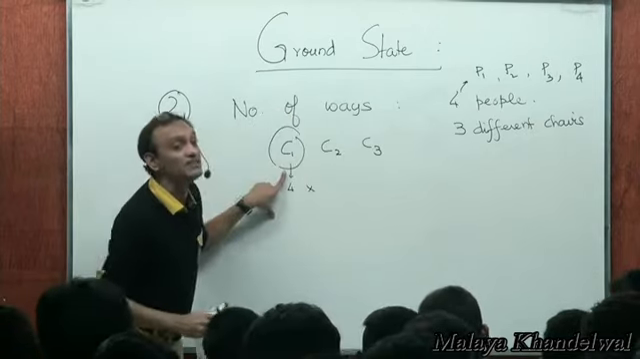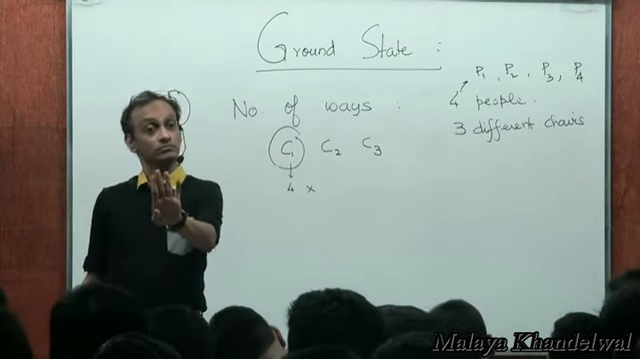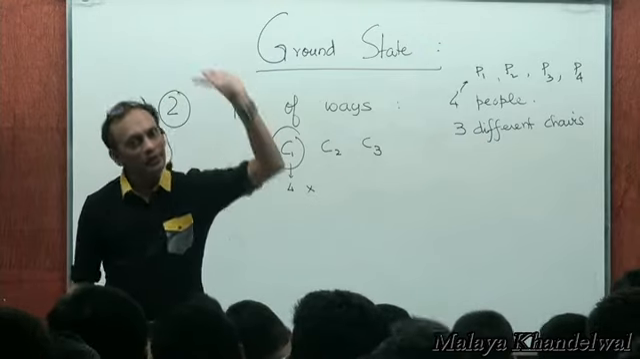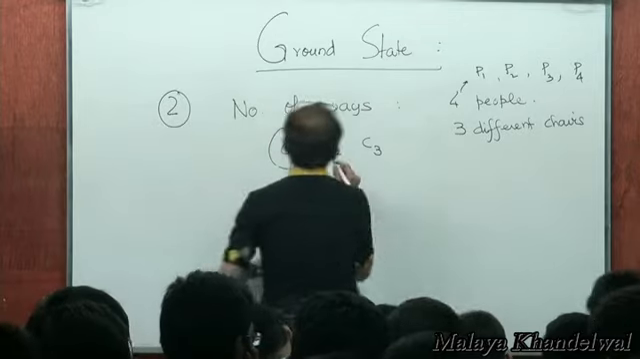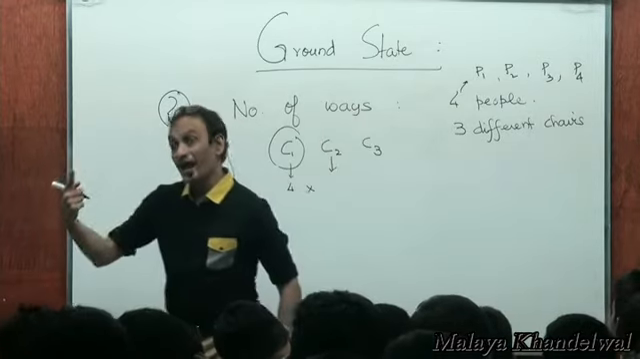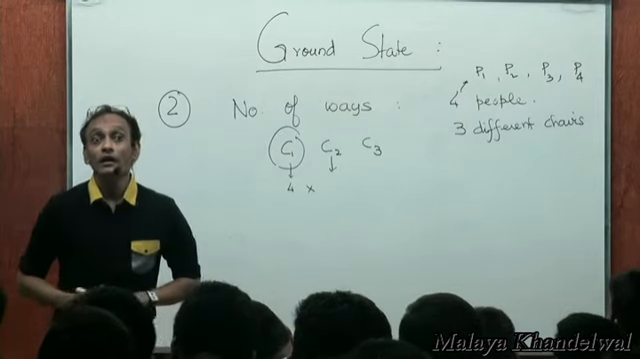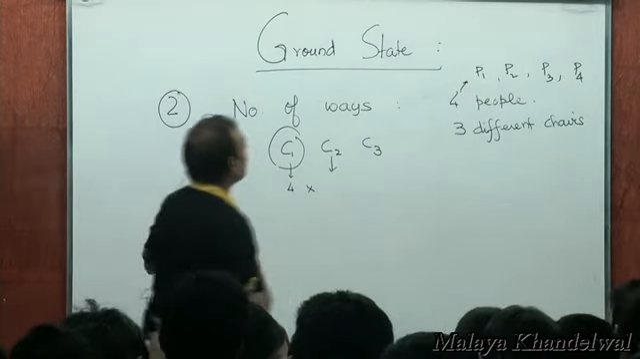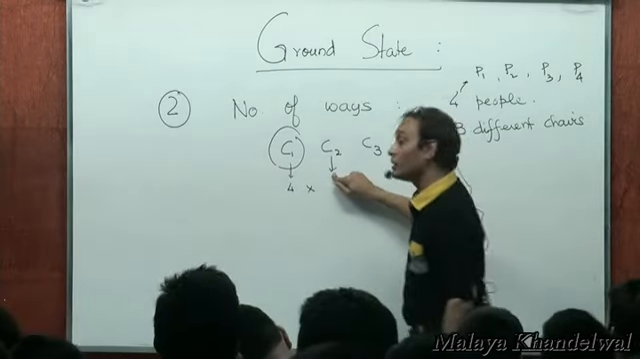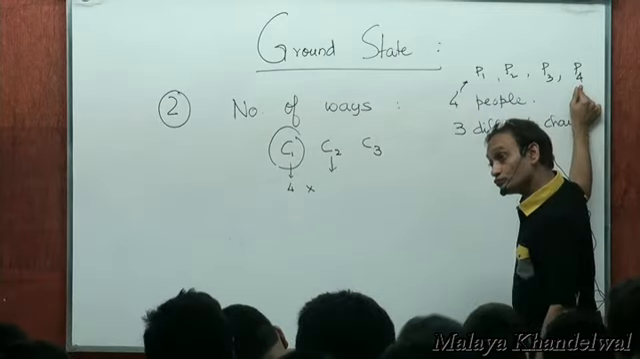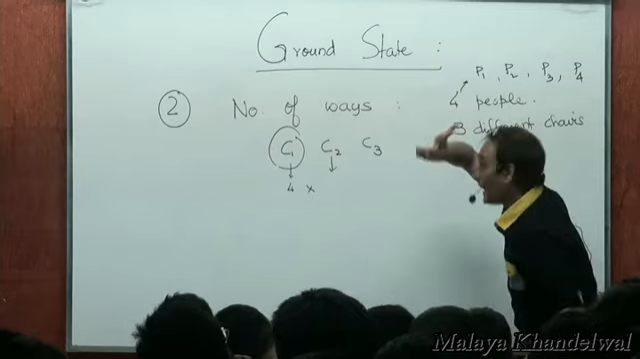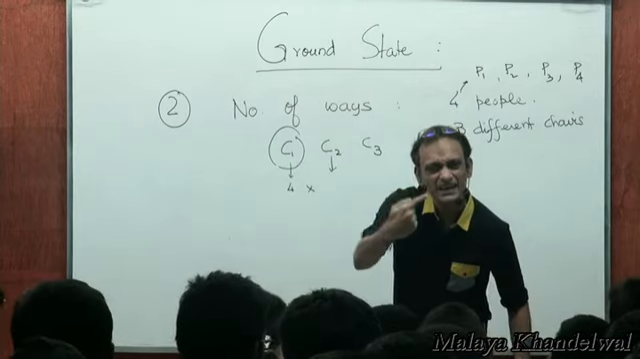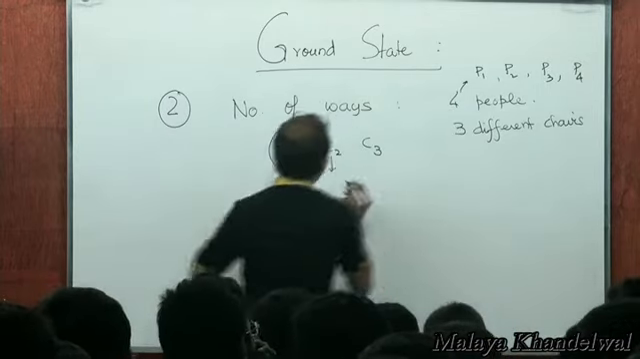Now, the event of filling C1 can take place in 4 ways. Either P1 or P2 or P3 or P4 could oblige, right? Now the event of filling C2, that's the second event. And it's about "and", because you don't say filling C1 or filling C2. You are saying filling C1 and filling C2. One of them has got consumed. We are left with 3 people, and any one of the 3 could fill up C2. So the second event, that of filling C2, can take place in 3 ways.